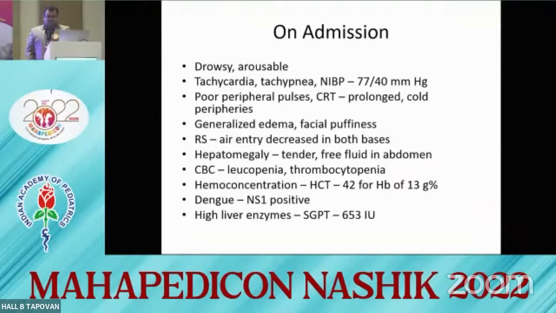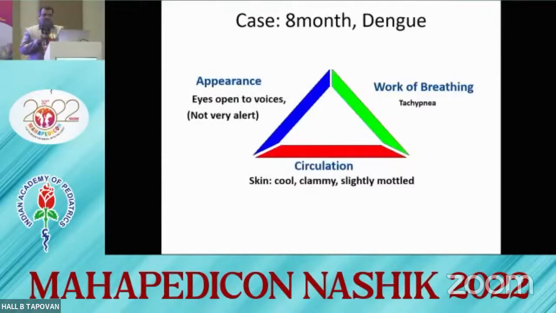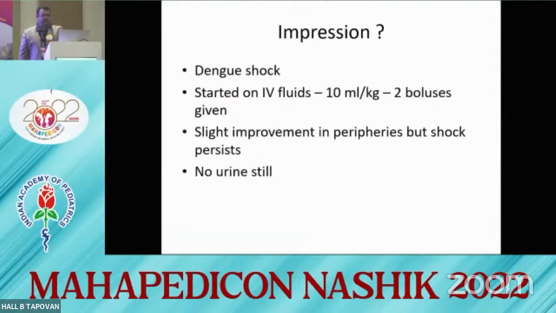So this is the kind of case we see routinely. Earlier we used to see it in monsoons, now we see it in post-monsoon. So demography has been changing a lot. So this baby, if we take the pediatric assessment triangle, the child had tachypnea, the child was not very alert, and the circulation was compromised. So the impression was dengue shock. We started on IV fluid bolus, 10 ml per kg. The child required 2 boluses. There was slight improvement in peripheries, but the shock was still persistent and there was no urine still.